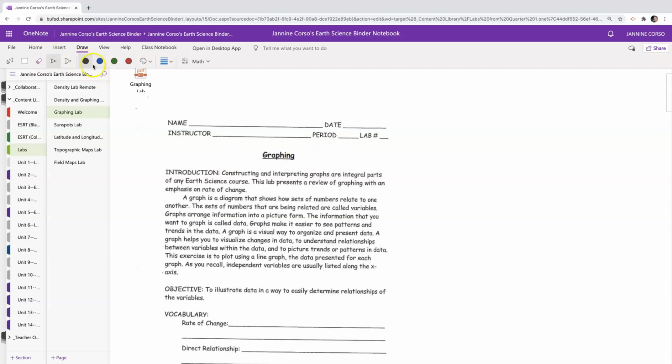So again, this is going to be lab number 3. It's all about graphing and the rate of change. It's different than lab number 2, which is graphing and density, so don't get the two of them mixed up. So we will start. We're going to do the introduction.